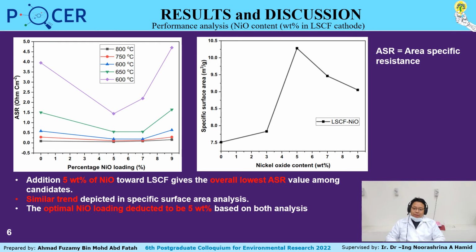Next, we move on to the optimization analysis. The optimization part in this slide revealed that the optimum NiO addition was found to be at 5 weight percent of all NiO loading content. According to the literature, a possible explanation for the increase of ASR at 7 weight percent of NiO and beyond is the excess NiO particles that block the LSCF pores.